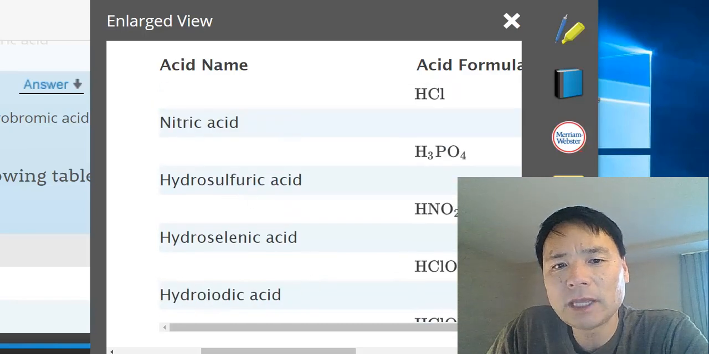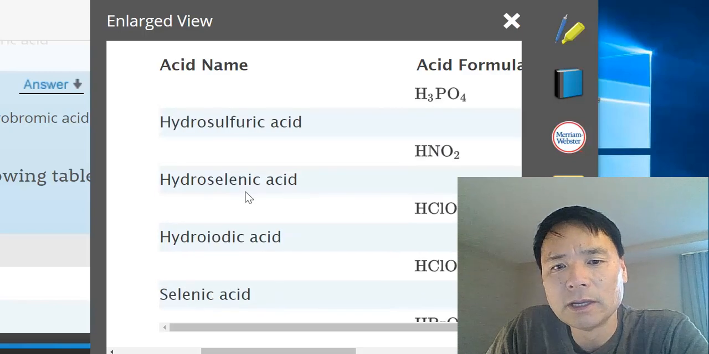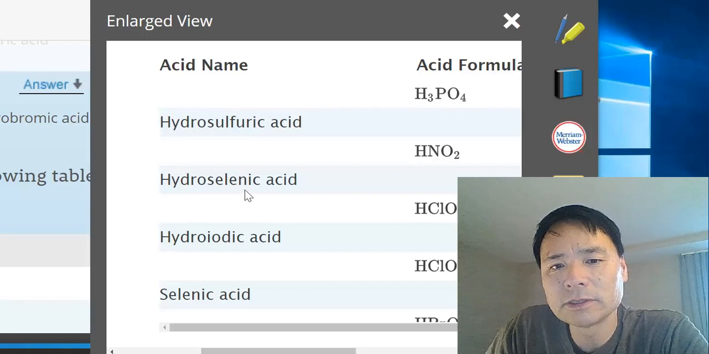Okay, then when we do the name here, the ic, that means it's an "ate," so nitrate. That's NO3 minus, so HNO3. This is hydro-ic, and so that means it's an "ide." This would be sulfide, which is S2 minus, that's H2S. This is hydro-ic acid, that's an "ide," so this is selenide, which is Se2 minus off the periodic table.